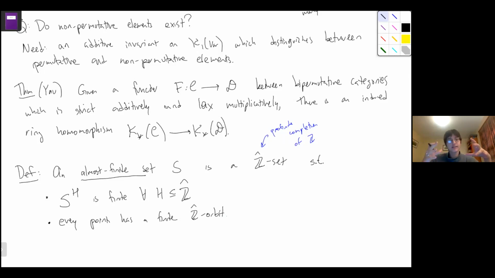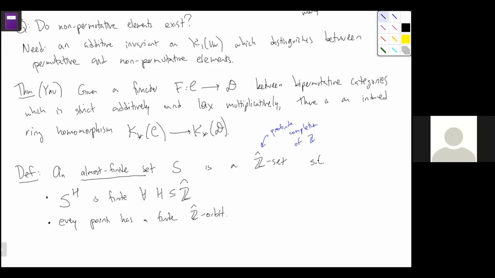So what this says is you have Z-hat acting on a set, and at every stage you only have finitely many points being added, and then there's nothing up at infinity. You only have the finite portions of yourself.